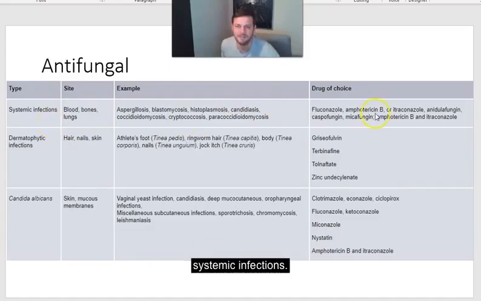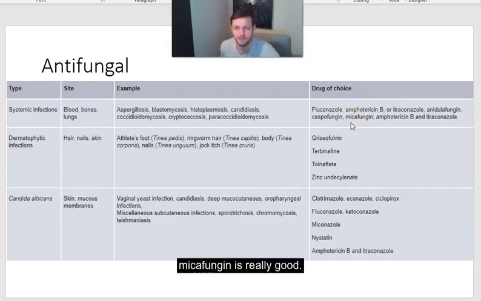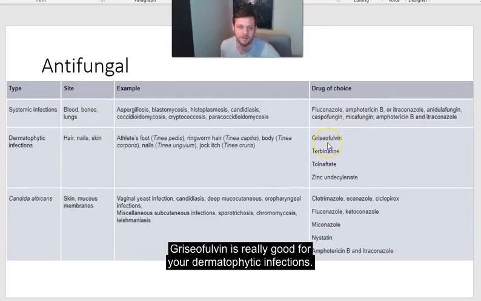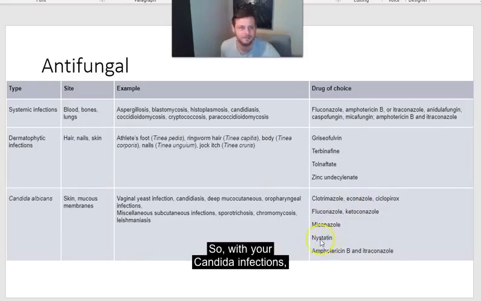With your systemic infections, fluconazole works pretty good. It's in a group just collectively called your azoles. It's a triazole, the third generation. It's a really good antifungal. Amphotericin B is another really good antifungal. Micafungin is pretty good. Griseofulvin is really good for your dermatophytic infections. And then for your albicans again, fluconazole showing up again. Nystatin, we'll talk about that one too specifically in a little bit.